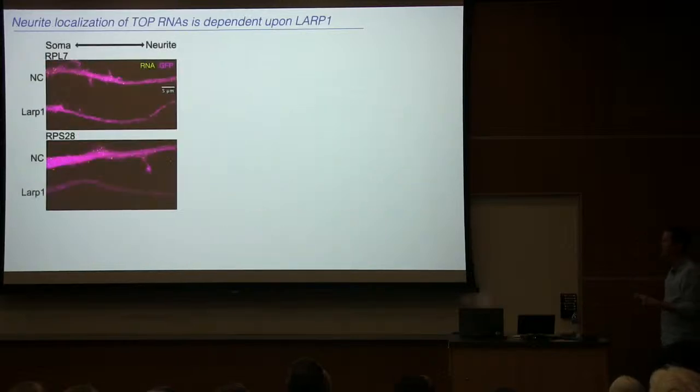All right, so what RNA binding protein is behind the localization of these TOP motifs? It was known from other literature that TOP motifs are often bound by a family of proteins called LARPs, for La-related proteins.